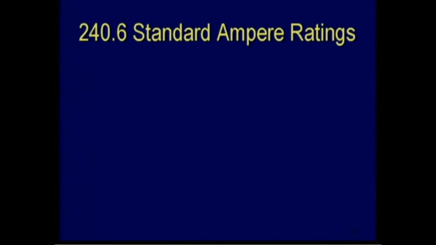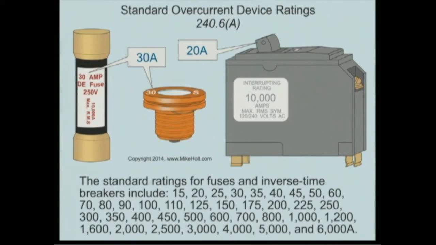Let's go to 240.6, standard ampere ratings. This is an easy one. This is no thinking at all. This is just a table. This is just your standard ampere ratings of fuses and circuit breakers. And we're going to be referring to this all the time. We go back and forth and back and forth.